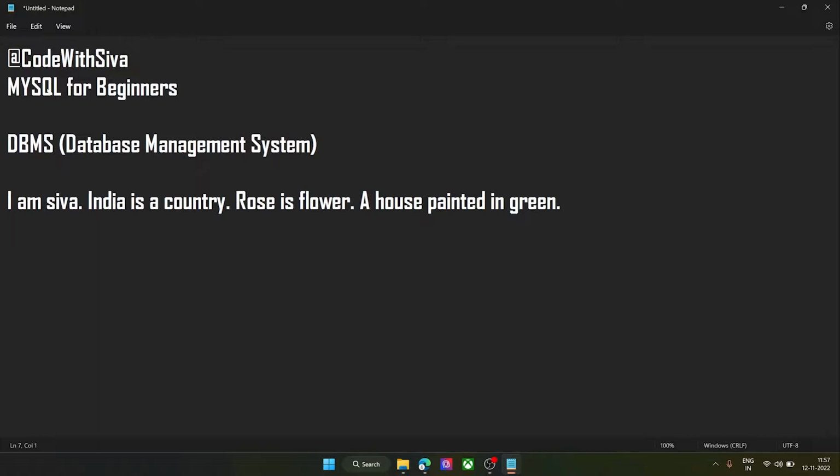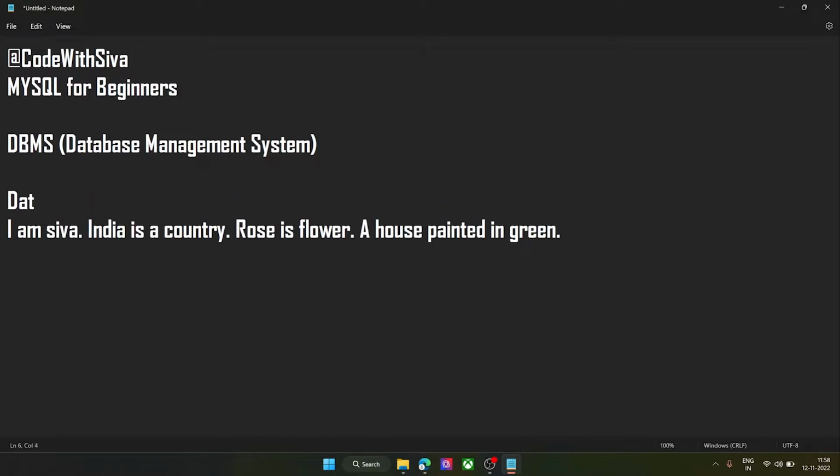The first sentence's subject is Shiva, the second is India, the third is Rose, and the fourth is a house. So it's four different pieces of data which are irrelevant, not at all relevant to each other. Something which you get in the raw form is called data, raw data.